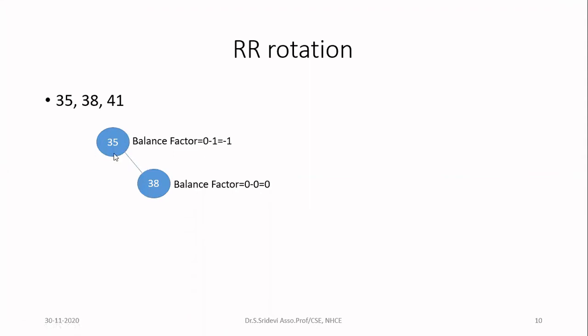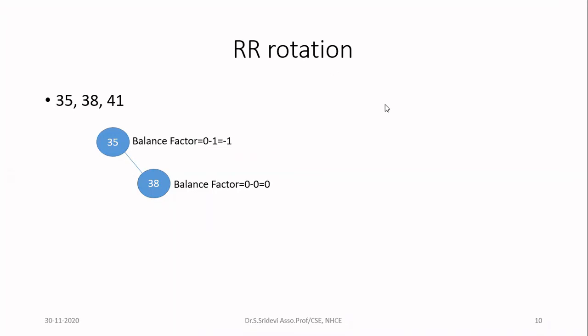Now for node 35, the balance factor is the height of the left subtree minus the height of the right subtree. In the left, there is no subtree for node 35, so 0 is the height of the left subtree. In the right, the height is 1 because you have to consider the height of the longest path. I have only one path, and it has a height of 1 since one link is present. So the balance factor of 35 is minus 1. Now both the nodes have a balance factor in the allowed range, so no need to go for any rotation.